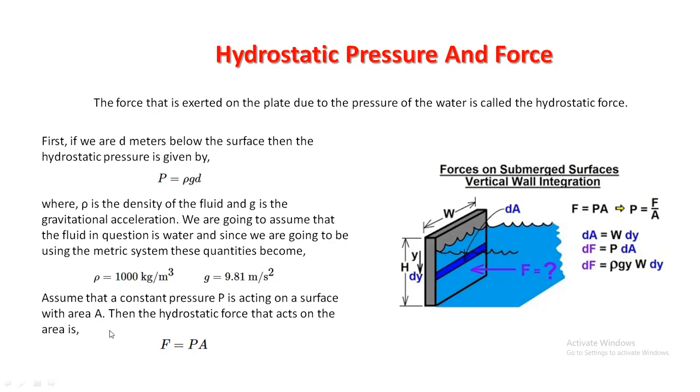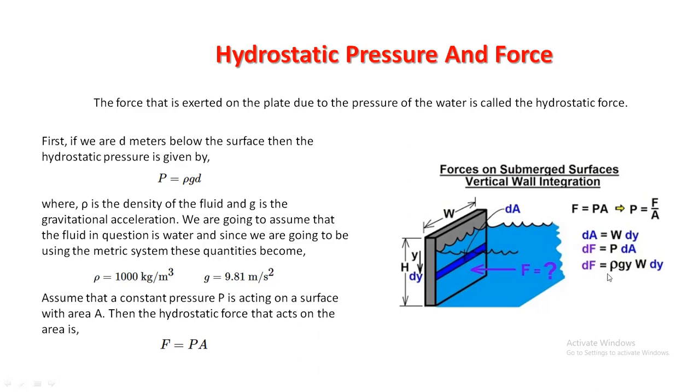Now assume that a constant pressure is acting on a surface with area A. So let's assume that first this pressure is constant. Then the hydrostatic force that acts on the area is this one. This is the hydrostatic pressure, I'm referring to this P, and this is the hydrostatic force F. And you can see here on the left side the formulas that I have mentioned a while ago. The main equation that we're going to use to determine the hydrostatic force is the last one that you see in here.